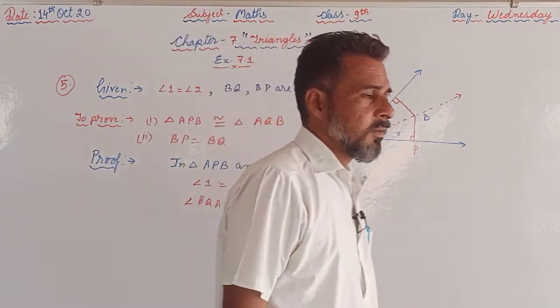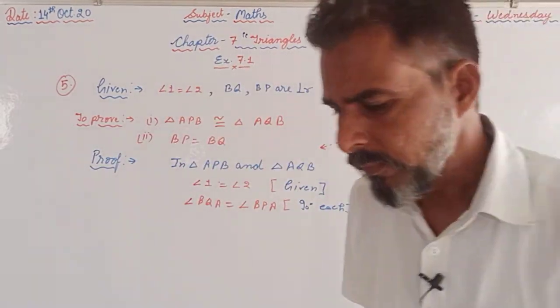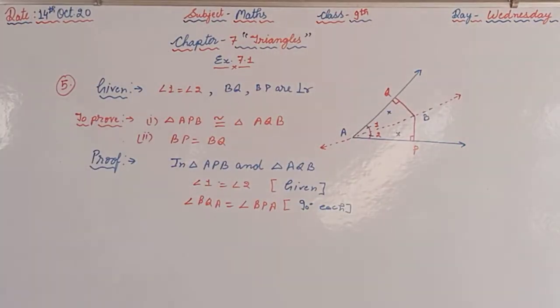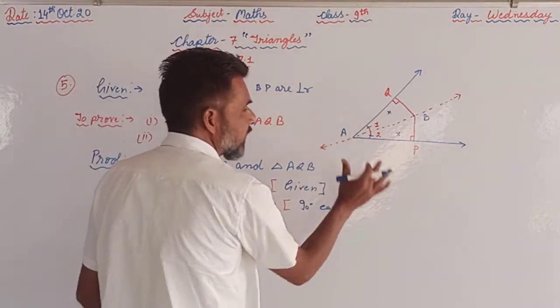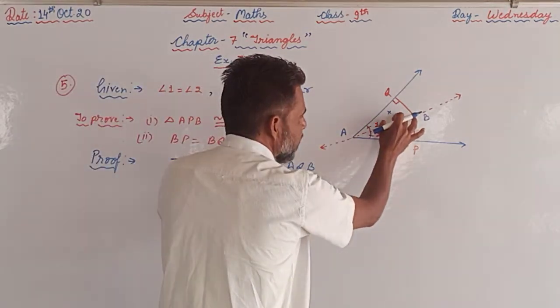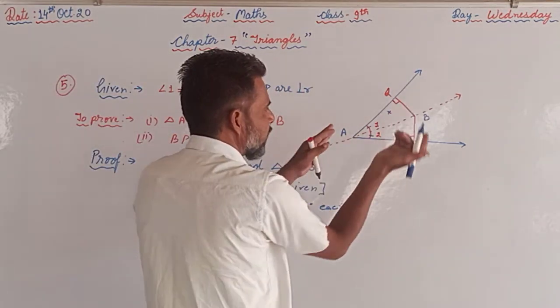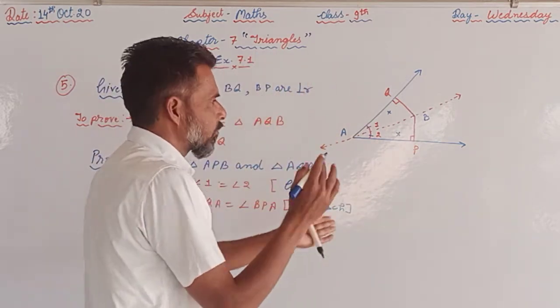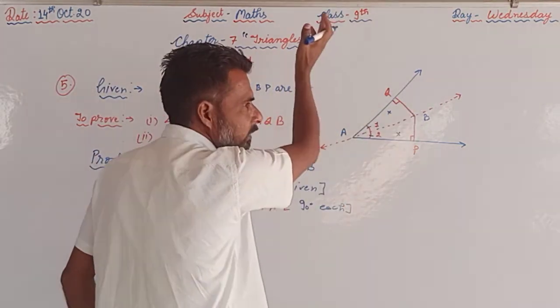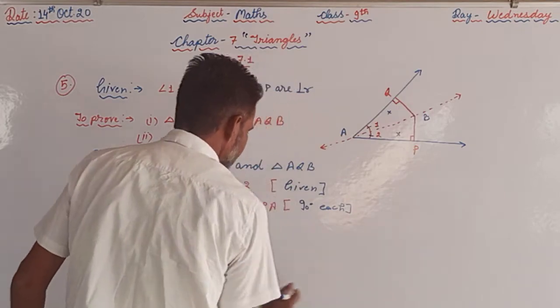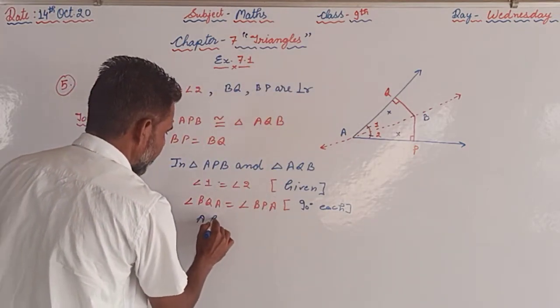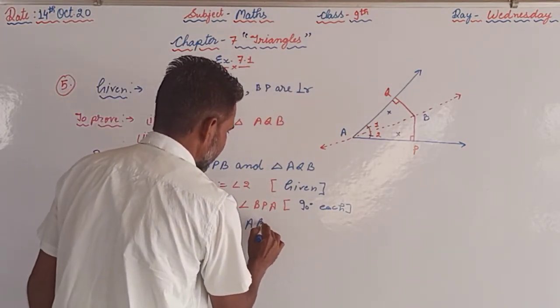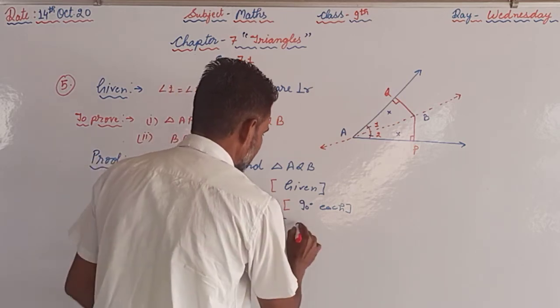So two things we have already found, but for the congruence we require three things. So the third thing will be, as we can see in the figure, AB is the side which is included in both the triangles. AB is there in the upward triangle and AB is there in the downward triangle as well. So we can write AB is equal to AB. Why? Because that is common.